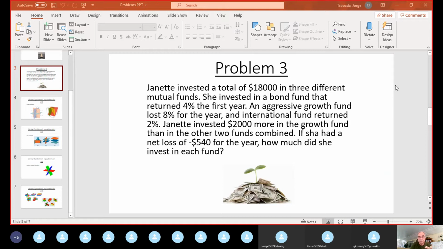Okay, this is a proportion. $2,000 more in the growth fund. Remember, the growth fund was the account that has minus 8%. She put more money here than together in the other accounts. And she had a net loss, a return of negative $540 in 1 year. How much did she invest in each fund? Okay, so this is the problem we always need to solve, the word problem.